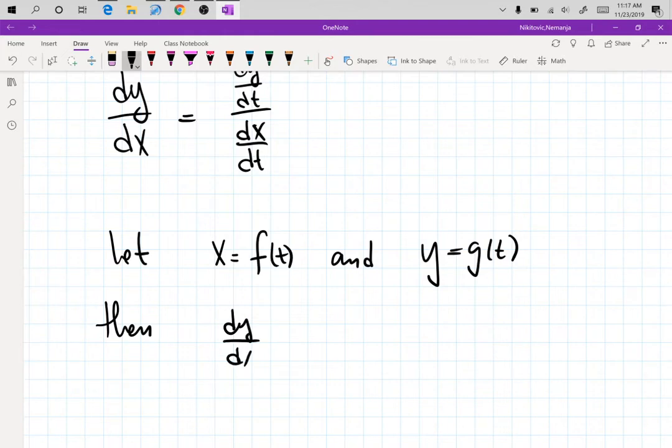derivative of these is simply, and I made a mistake. I was about to tell you don't make this mistake. g prime of t divided by f prime of t. So many face palms, guys, on this one.